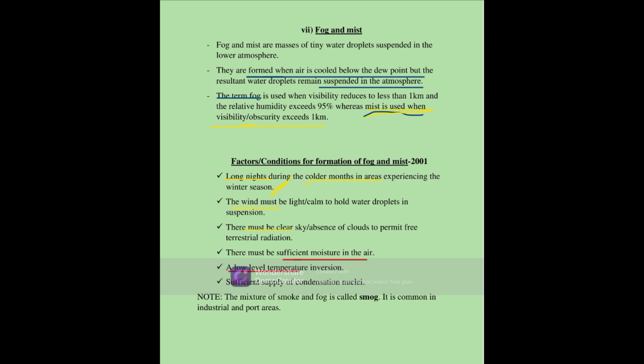There's a terminology which arises when smoke and fog combine. A mixture of smoke and fog gives us what we call smog, which is common in industrial and port areas. So we have smog. It is a mixture of smoke and fog.